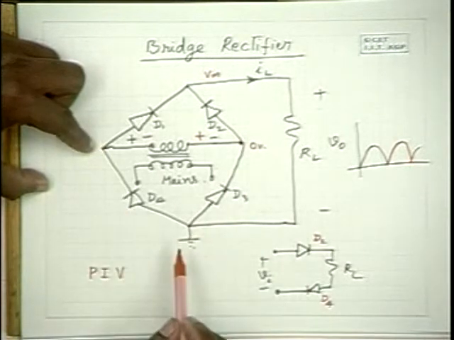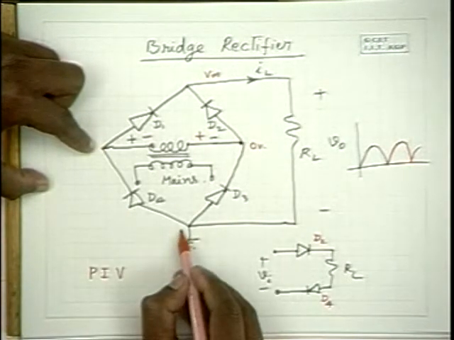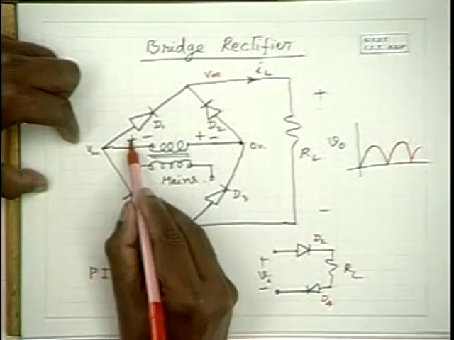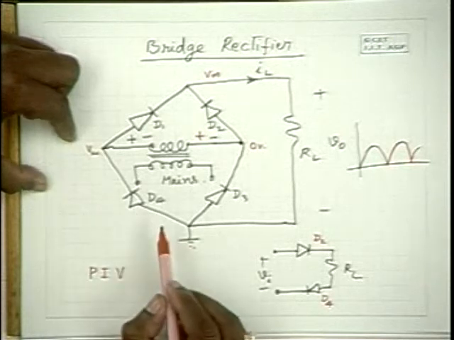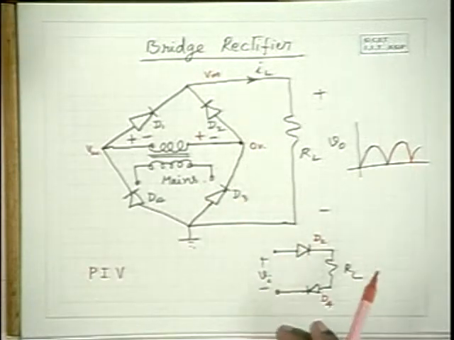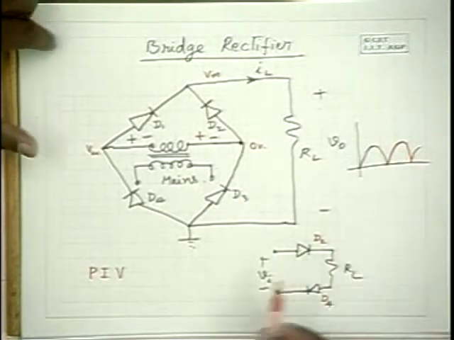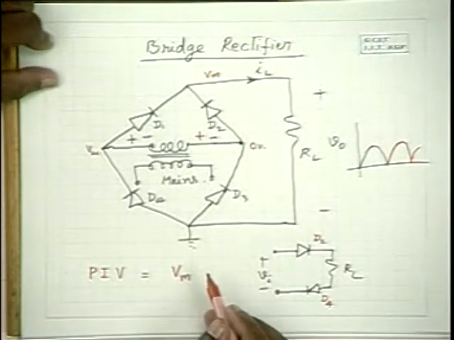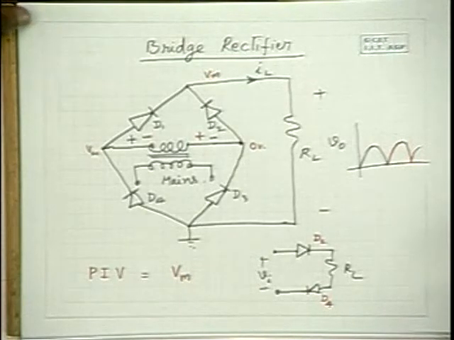And what about D4, which is also reverse biased? This side is 0 volts, and this side is Vm, with this as positive. Therefore, the peak inverse voltage across D4 is also equal to Vm. And the same thing happens with D1 and D3 during the negative half cycle. In this circuit, the peak inverse voltage is equal to Vm, unlike in the previous circuit. Therefore, the advantage with this circuit is that the peak inverse voltage is equal to Vm, which is half of that of the previous circuit.